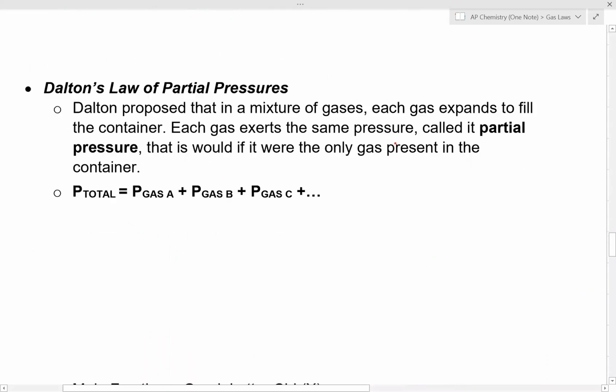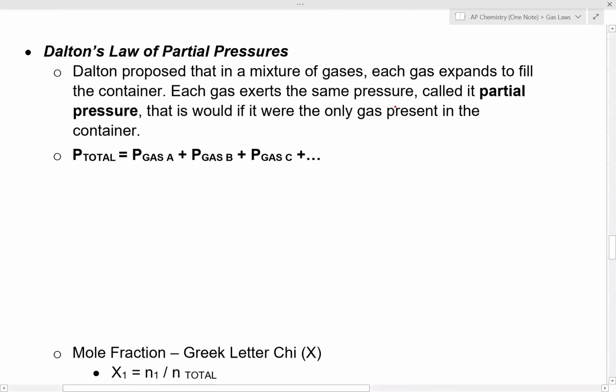But I do want to talk about Dalton's law of partial pressures. Dalton proposed that in a mixture of gases, each gas expands to fill that container. And in that expansion, each gas exerts the same pressure, called partial pressure, that it would if it were the only gas present in the container. So if we take the total pressure of that container, we take the pressure of gas A plus the pressure of gas B plus the pressure of gas C and add them all together.